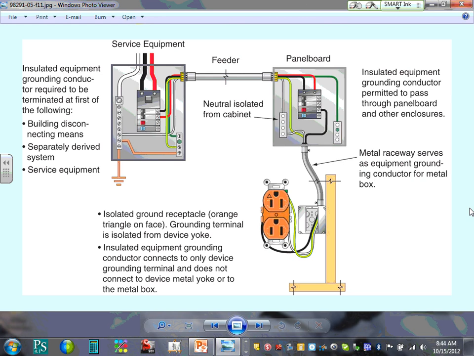That's how they do them. Now, obviously, that's very expensive. This is a very expensive way of doing it. But you know how they do it in real life? They have an isolated ground right in here, and then this conductor will land in here.